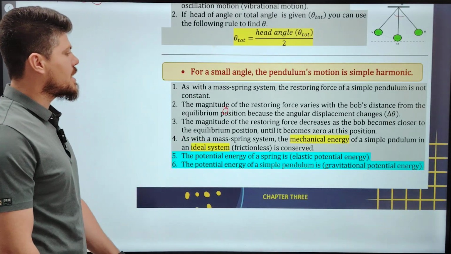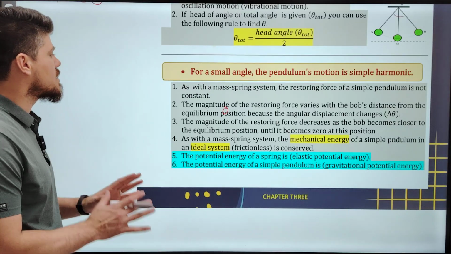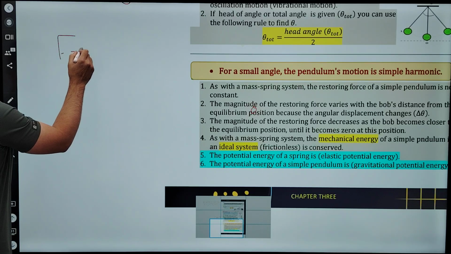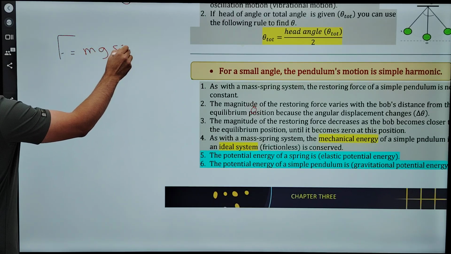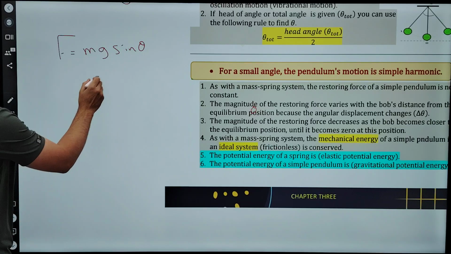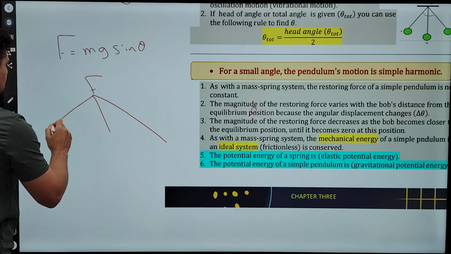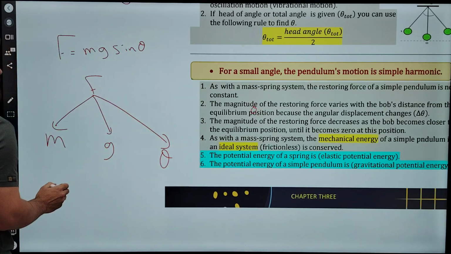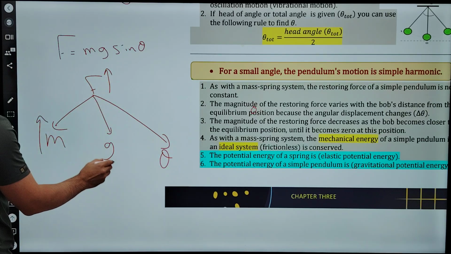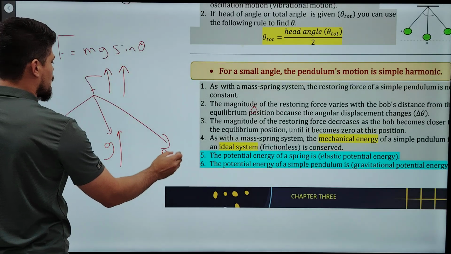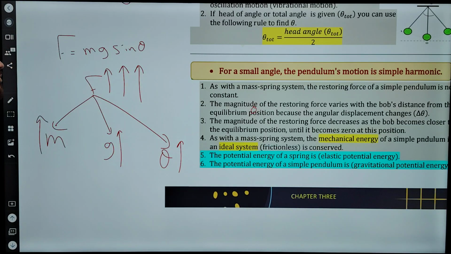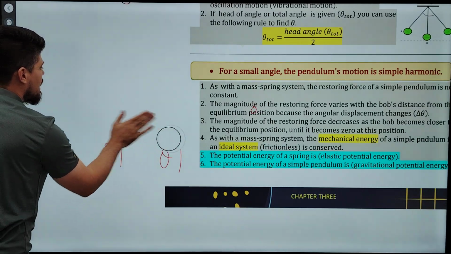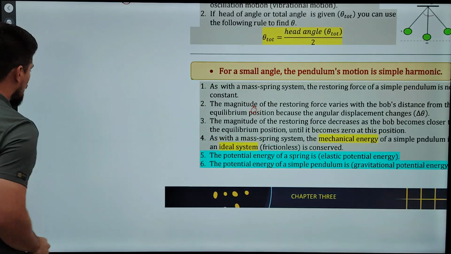As with the mass spring system, mechanical energy of a simple pendulum in an ideal, frictionless system is conserved, okay? Restoring force in a simple pendulum is equal to mg sine theta. So the restoring force changes by changing mass, gravity, and angular displacement. When mass increases, restoring force increases. When gravity increases, restoring force increases. When angular displacement increases, restoring force also increases. Okay, as with the mass spring system, the mechanical energy in a simple pendulum is conserved.